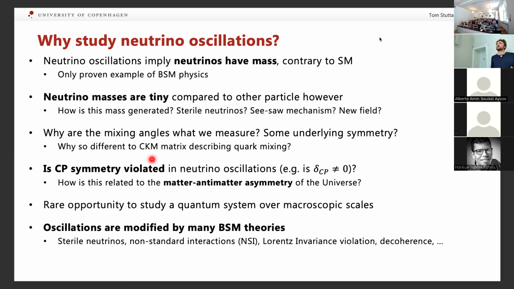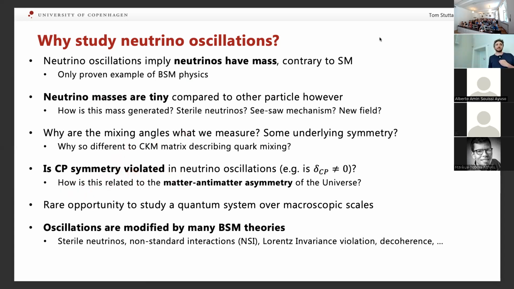We can also ask questions about why we measure the particular mixing angles we measure. Is it related to some particular symmetry, or is nature really just generating random numbers that we have to measure? Is there something more fundamental there? And why is the mixing so different to the mixing we observe in the quark sector of the CKM matrix?